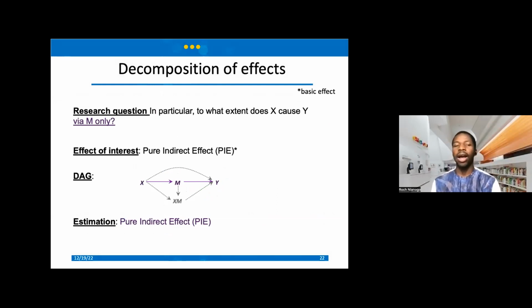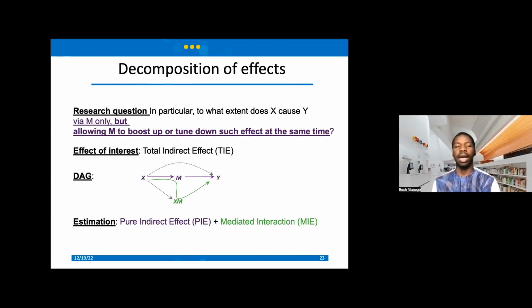Okay, now we're going to be talking about the pure indirect effect, which we already saw. It's one of the four basic effects. And again, here we were interested in the extent to which exposure X, ACE again here, causes cognitive difficulty via psychological resilience, here M. And this is again the pure indirect effect. It's one of the basic effects here.